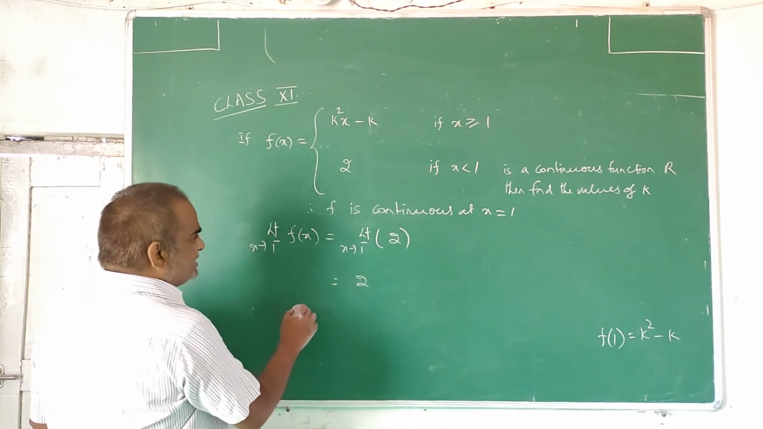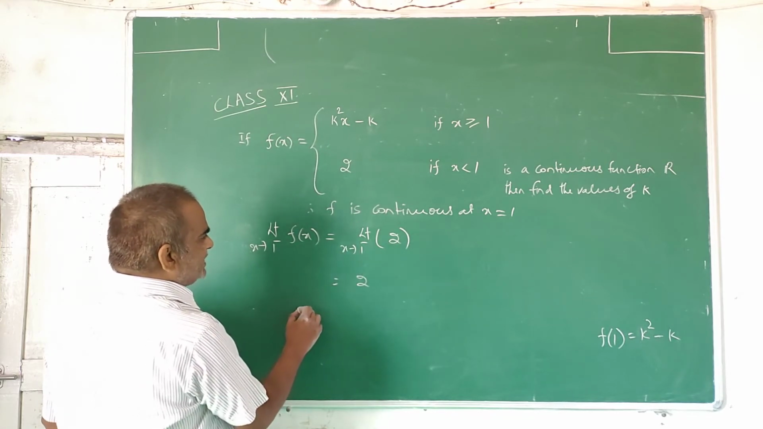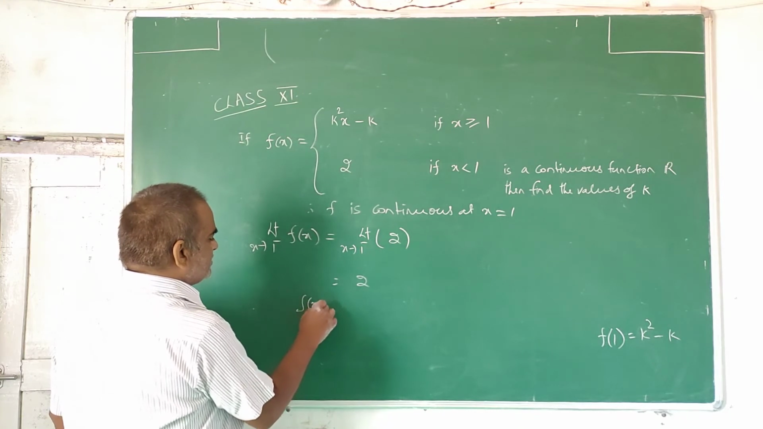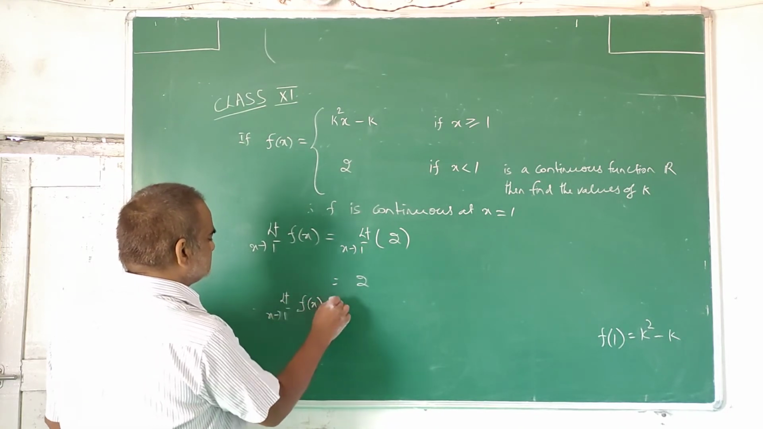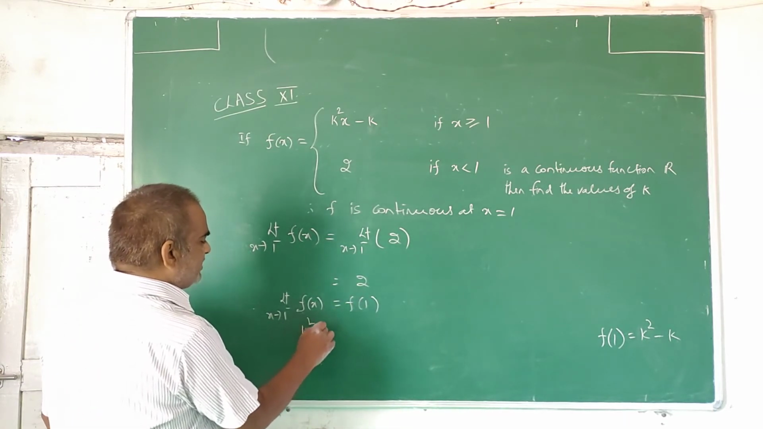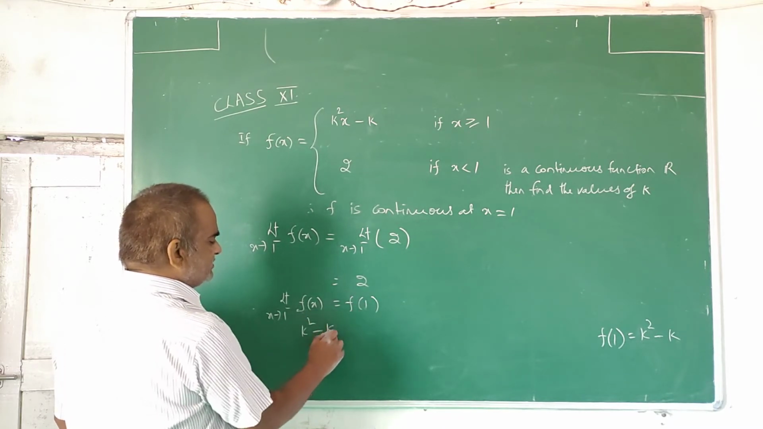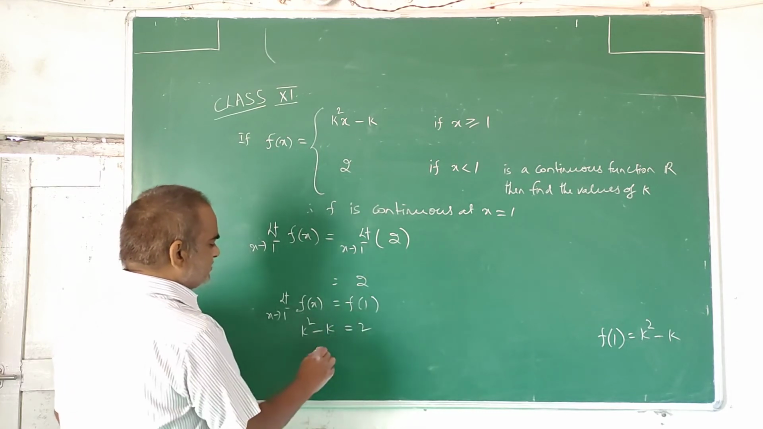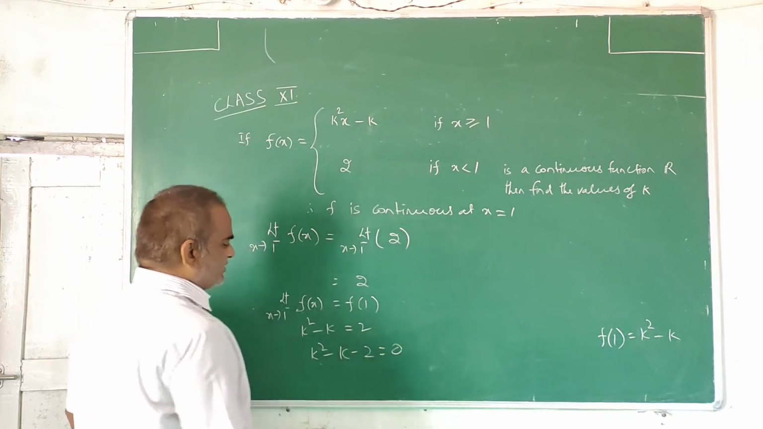Now given that the function is continuous at 1, this limit will be equal to f(1). So f(1) has the value k² minus k, and the limit value is 2. So k² minus k minus 2 is equal to 0.